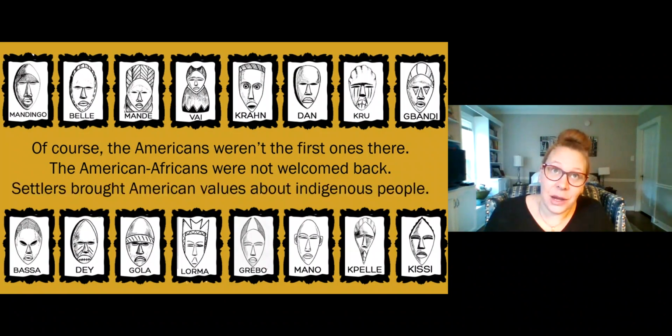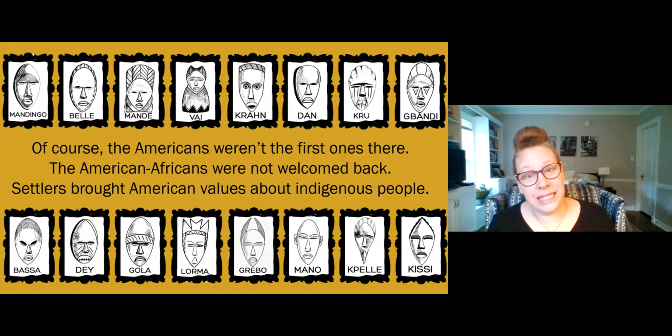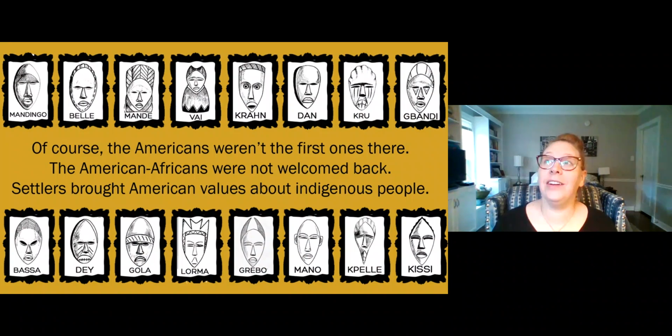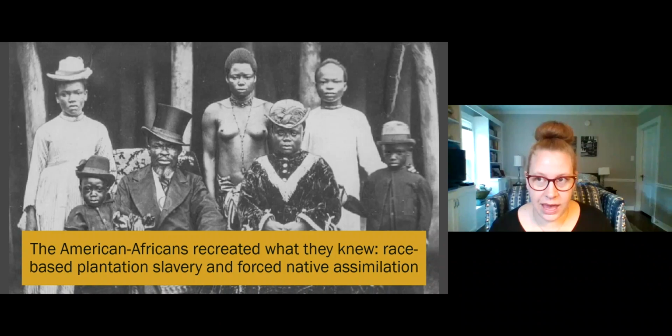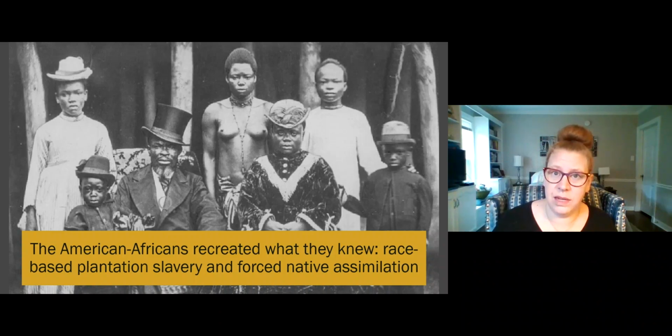And the settlers brought their American values about indigenous people, which was our entire lecture last week. What is an American value about indigenous people? Basically, assimilate or segregate, right? And unfortunately, that's what happened, okay? So the American Africans recreated what they knew. They recreated what they grew up in, what they saw. And so Liberia became a race-based plantation slavery society with forced native assimilation.